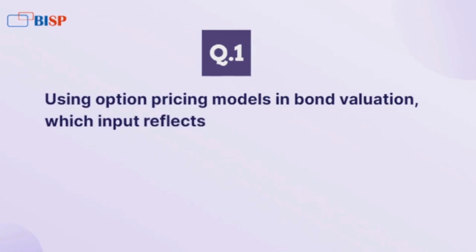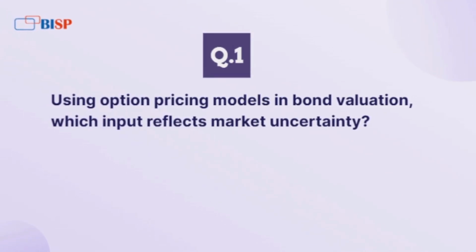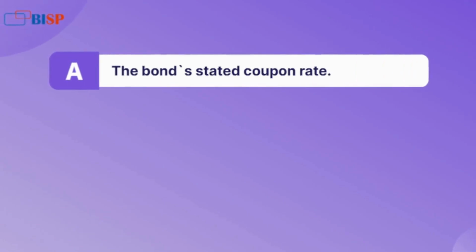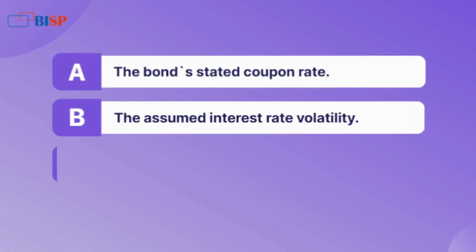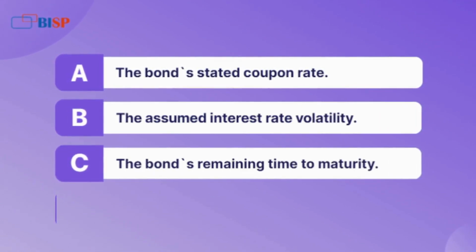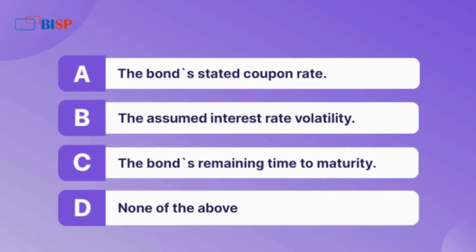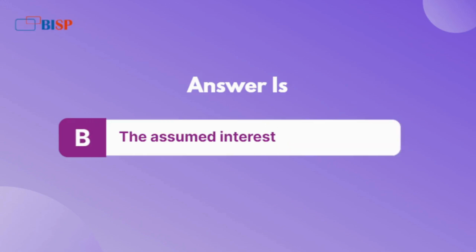Using option pricing models and bond valuation, which input reflects market uncertainty? A. The bond's stated coupon rate. B. The assumed interest rate volatility. C. The bond's remaining time to maturity. D. None of the above. Answer is B. The assumed interest rate volatility.